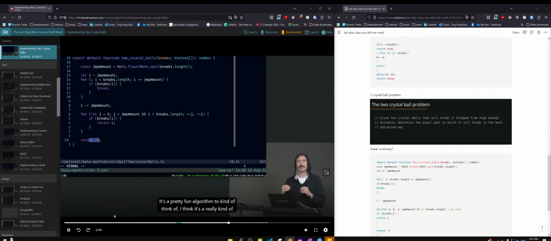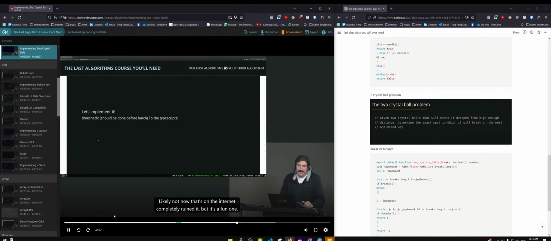It's a pretty fun algorithm to think of. I think it's a really challenging one too, because it changes how you view it. And you never know. I was asked this question. Maybe one day you guys will get asked this question. Likely not, now that it's on the internet, completely ruined it. But it's a fun one.